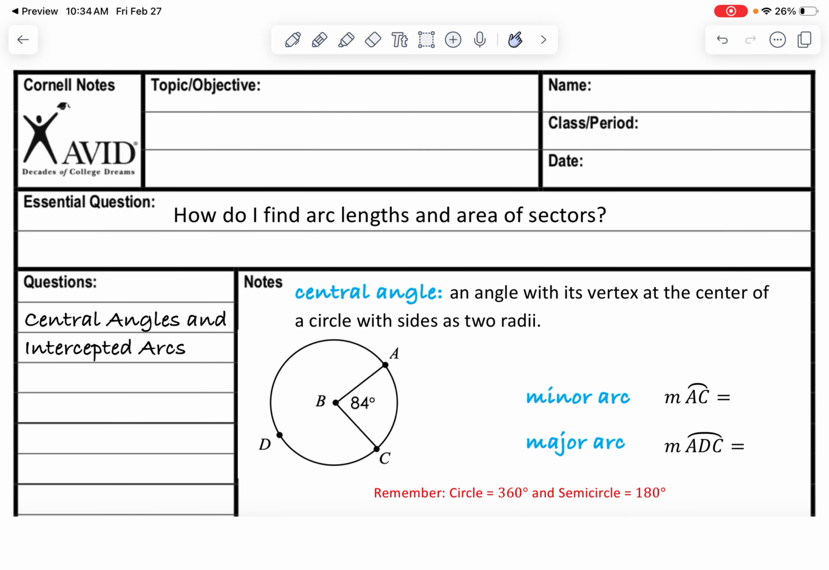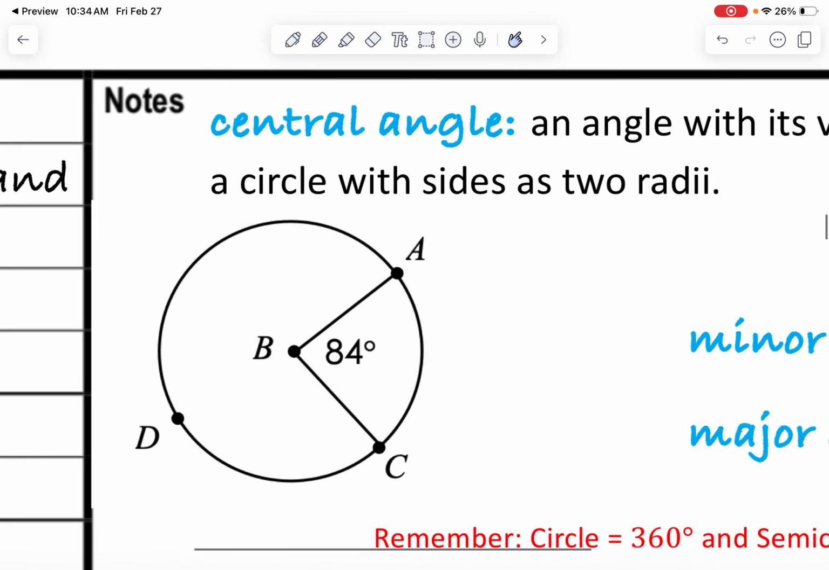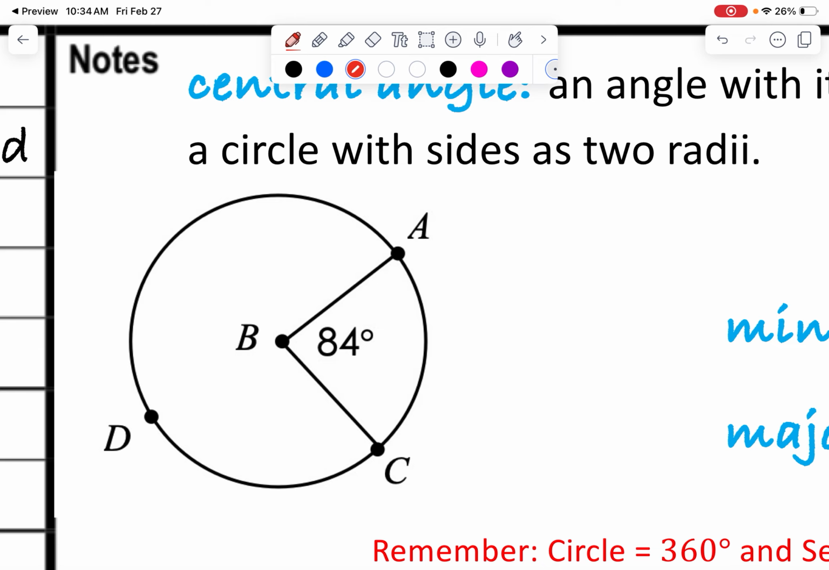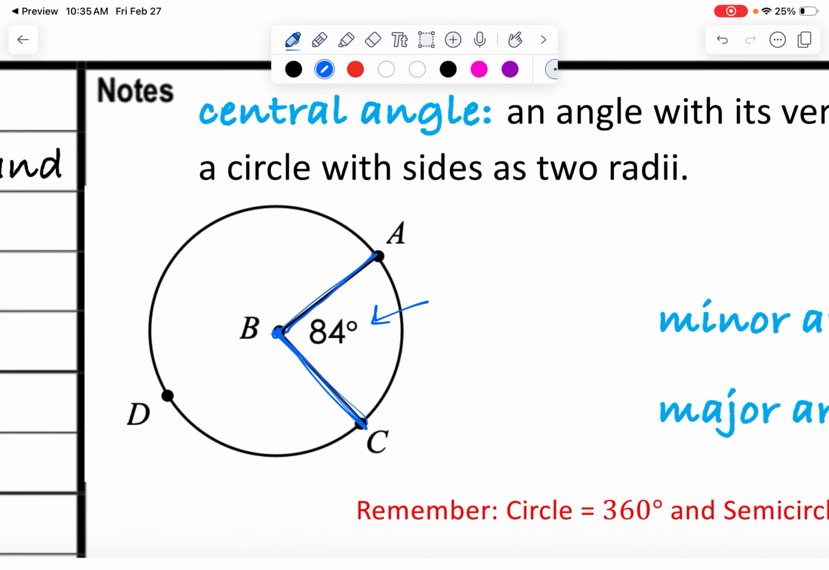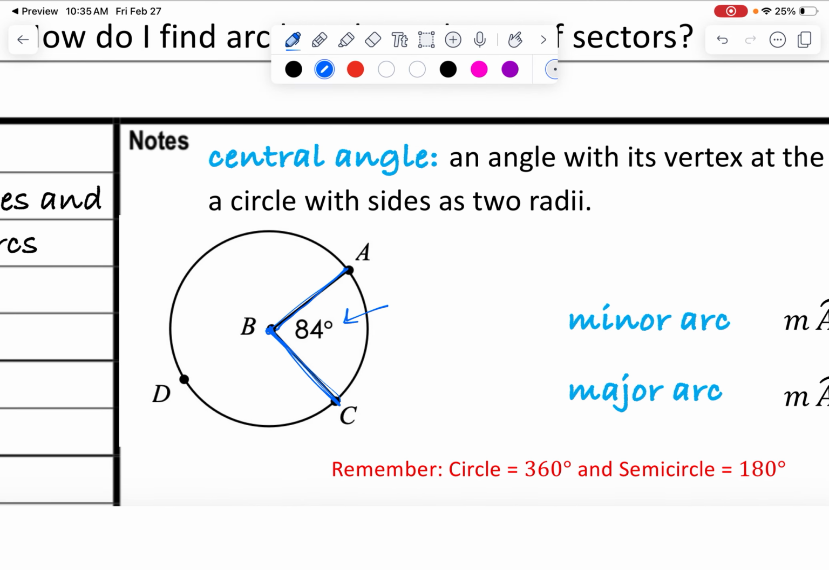Well, the first thing that we need to know is something called a central angle. And a central angle is kind of just the way it sounds. It's an angle with its vertex at the center of a circle with sides as 2 radii. So that just means if we look at this, right here is our central angle. It's in the center and the 2 sides, notice the vertex is at the center and the 2 sides, that's a radius and a radius. So that is what we call a central angle. So hopefully that makes some sense.